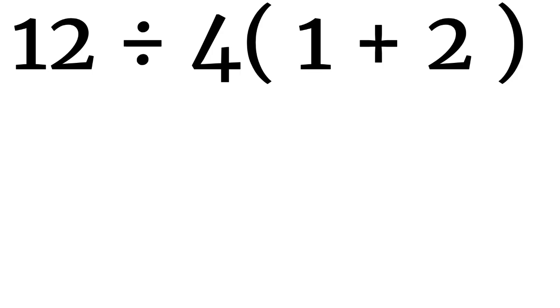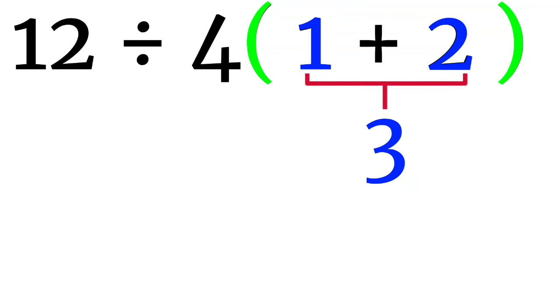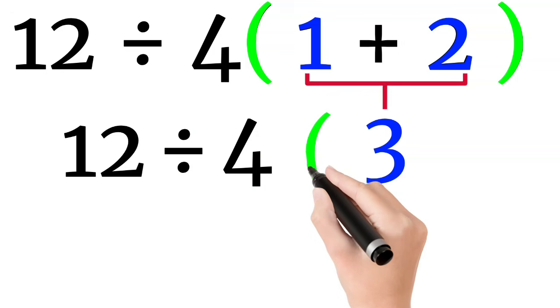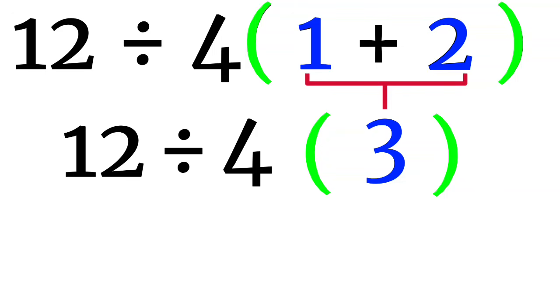Now, let's slow that down and solve it properly. Using the standard order of operations, PEMDAS, first we handle the parentheses. 1 plus 2 gives us 3. Awesome. Now, bring down the 12, the division sign, and the 4. Here's where most people slip, just a little.